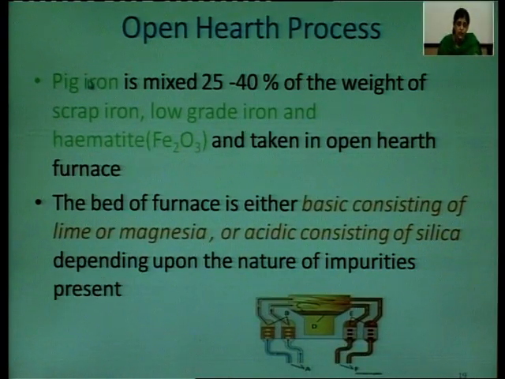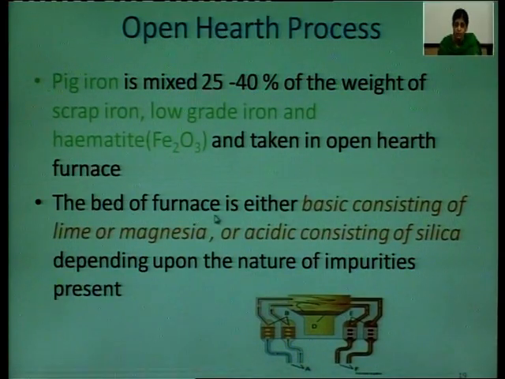Now the charge that we take over here is pig iron mixed with 25 to 40% of its weight of scrap iron, low grade iron and hematite. Scrap iron is any rough iron that we get in the market. Low grade iron includes even things that are already consumed, which can also be used. And hematite is the ore of iron. The scrap iron, low grade iron and iron oxide are mixed together and placed in this hearth over here.